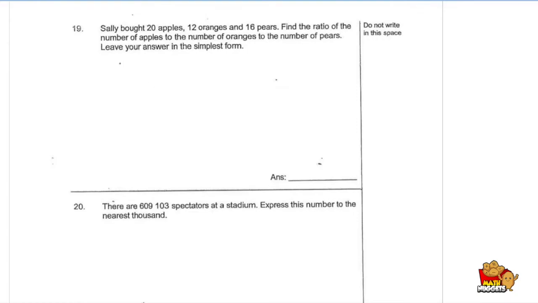Question 19. We want to find the ratio of apples to oranges to pears. Apples 20, oranges 12, pears 16. So you can simplify, you can divide by 4. Take note, the whole set needs to be divided by the same number, okay? So divide by 4. 12 divided by 4 is 3. 16 divided by 4 is 4. So the ratio is 5 is to 3 is to 4.